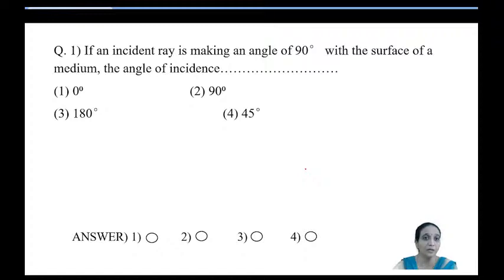The answer over here: the incident ray is making an angle of 90 degrees with the surface of the medium. So if you see, this is the surface, the surface of the glass slab. The incident ray is making an angle of 90 degrees with it. So obviously, the angle of incidence in this case will be 0. The first option is the correct answer.